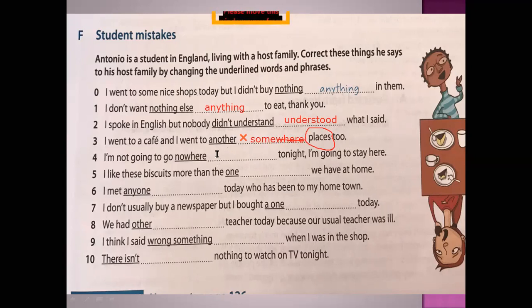"I'm not going to go nowhere." Shall I answer it? "I'm not going to go anywhere." Why is that? Because "no" is negative and "not" is negative. Exactly. We cannot use a double negative in one sentence, right? So, "I'm not going to go anywhere tonight. I'm going to stay here."